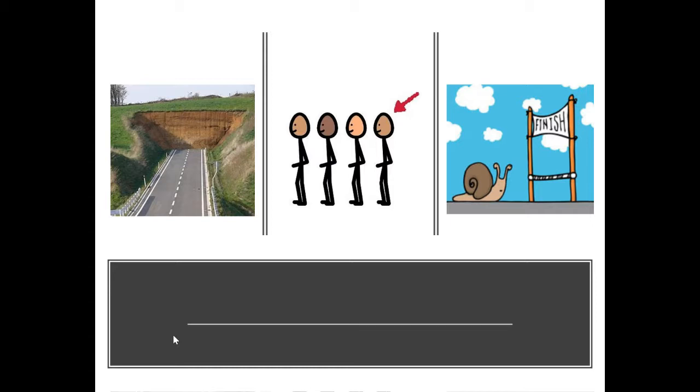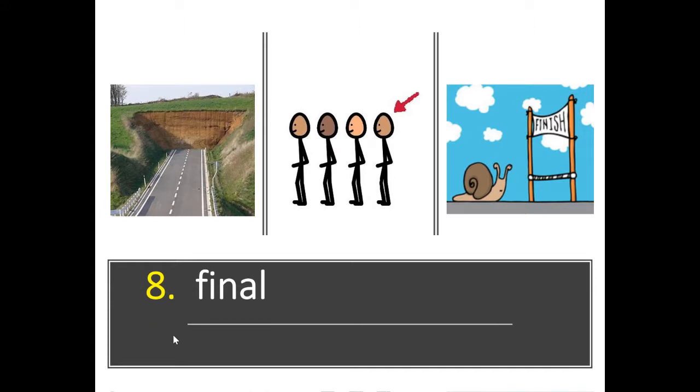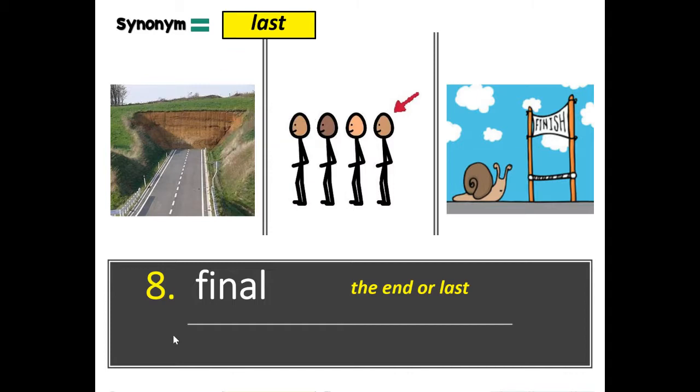So, how are these pictures the same or similar? They all show final, the end or last. So final means the end or last, just like it's the end of the road, or the person is last in line, or the snail finally got to the end of the race, or the finish line. A synonym could be last.